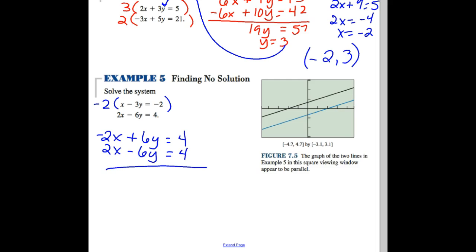I didn't have to change that at all. And what happens when I add these together? The left side is gone, right? The x's and the y's both cancel each other out. But what do I have on the right side? I have 8. Can 0 equal 8? No. When you get a false statement like this, where there's no variables left and what you do have left doesn't make sense, that's your no solution. Okay?